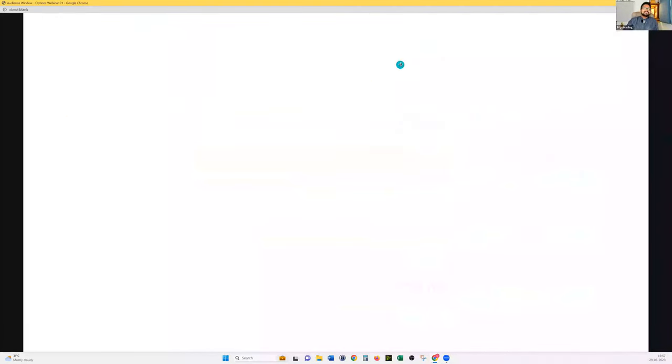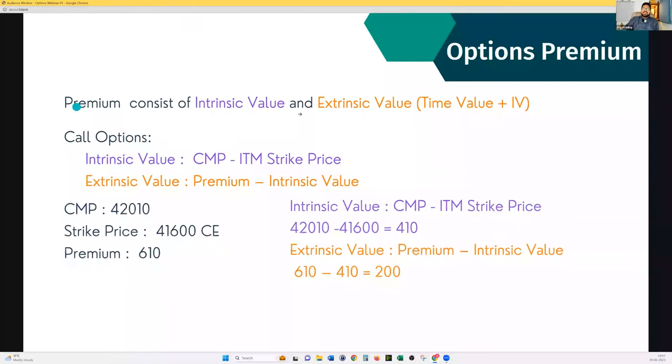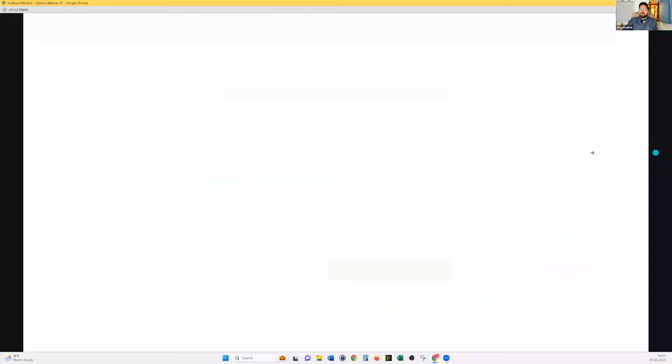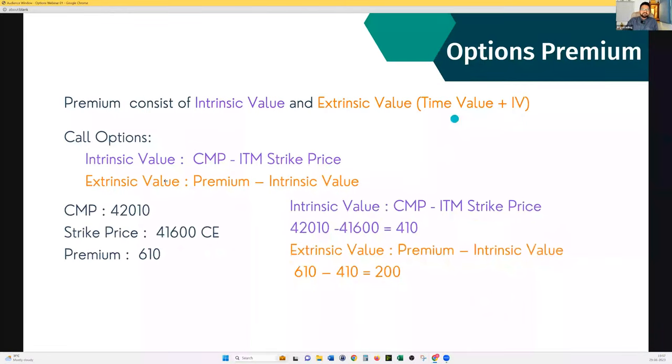Okay, that's fine. So now how do we calculate this intrinsic value and extrinsic value? It's going to be very, very simple. And from this slide itself, you guys would understand how to calculate it. I'm not going to waste too much time on this. So intrinsic value, how do we calculate? Current market price minus in the money strike price. And then extrinsic value is going to be calculated by premium minus intrinsic value. So it's very simple.